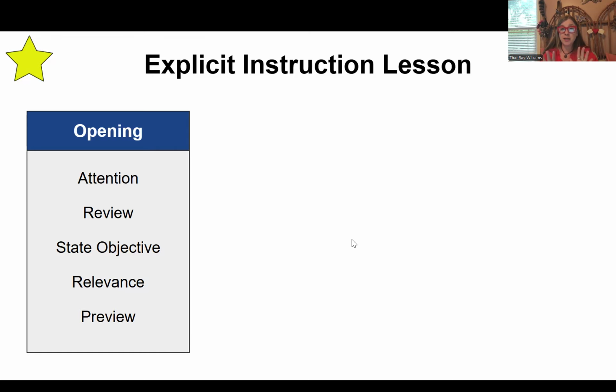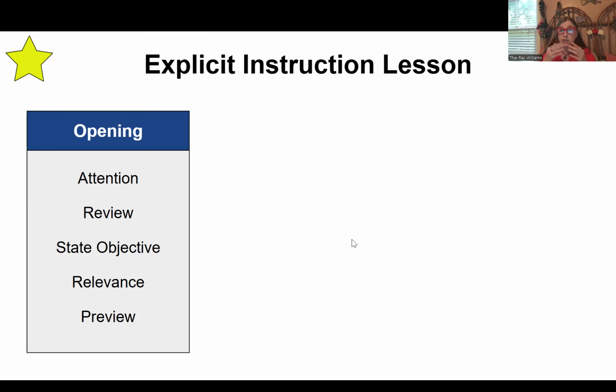So what I'm going to do now is give just a brief overview of what an explicit instruction lesson contains. Notice there's a star at the top, so make sure you take a screenshot once I have everything up. Now, this is just an overview. We are going to talk about each of these components individually throughout the semester.